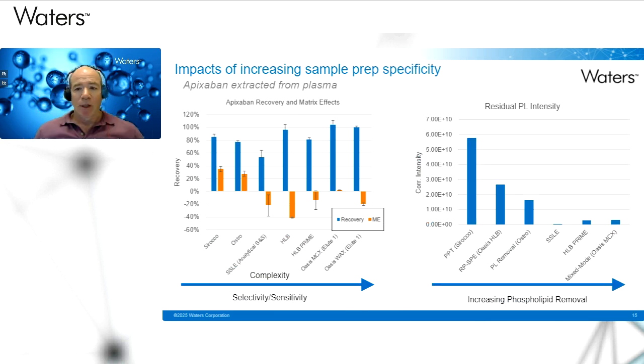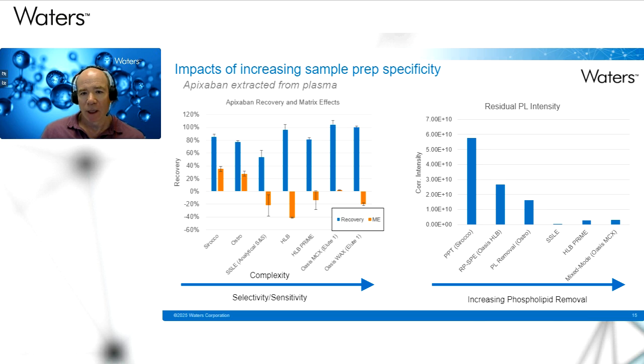To expand on this a little bit, here's a figure from some work we were doing a couple of years ago, using a single molecule, the pharmaceutical apixaban, but looking at various different sample prep strategies. On the left, we're going from simple to complex. We see most of them have a fairly decent recovery, although as we get to the mixed mode ion exchangers, our recovery goes up and our matrix effects are really reduced. On the left-hand side, again, decent recovery, but some significant ion enhancement or suppression.